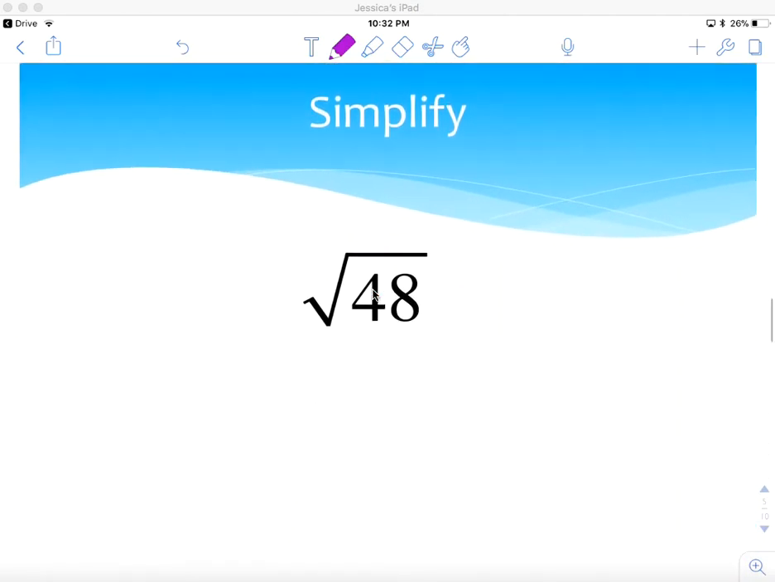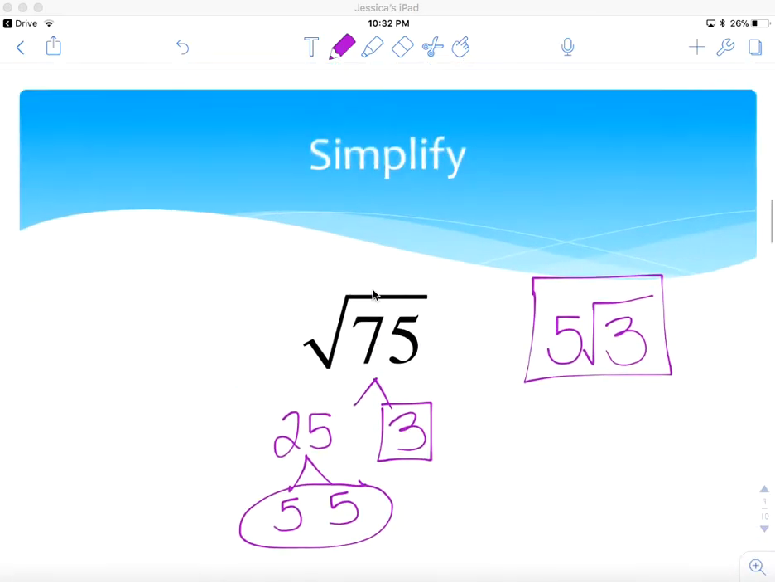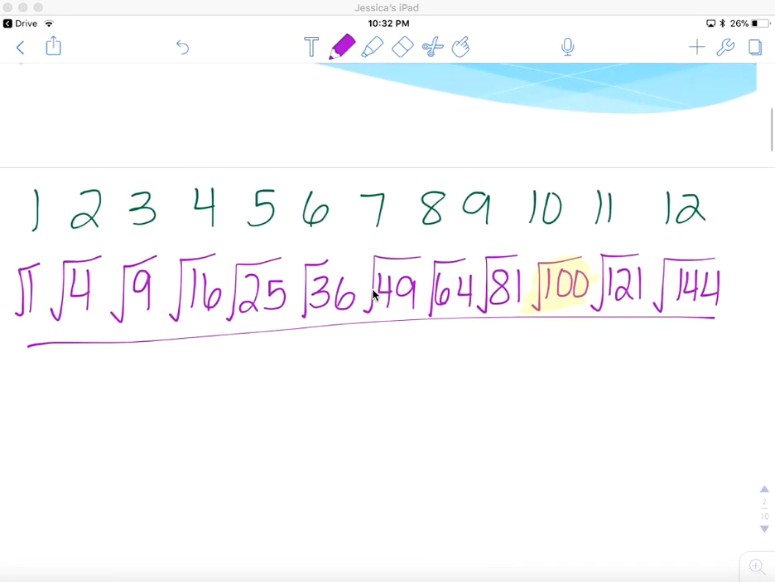Square root 48. The biggest perfect square that will go into 48. If you need to look at your list, you can. But the biggest perfect square that goes into 48 would actually be 16.